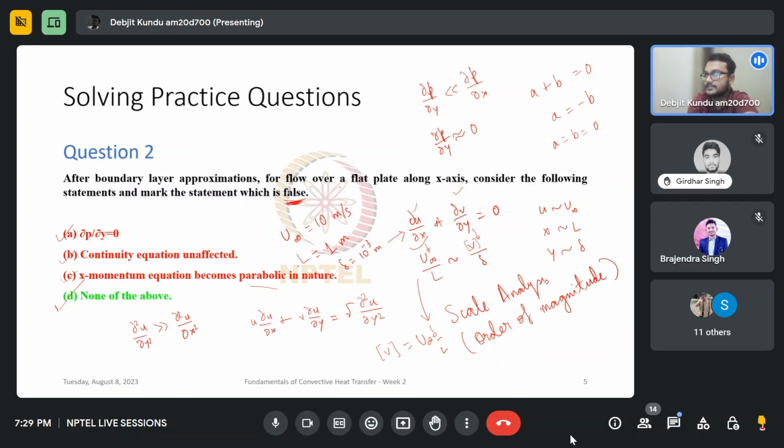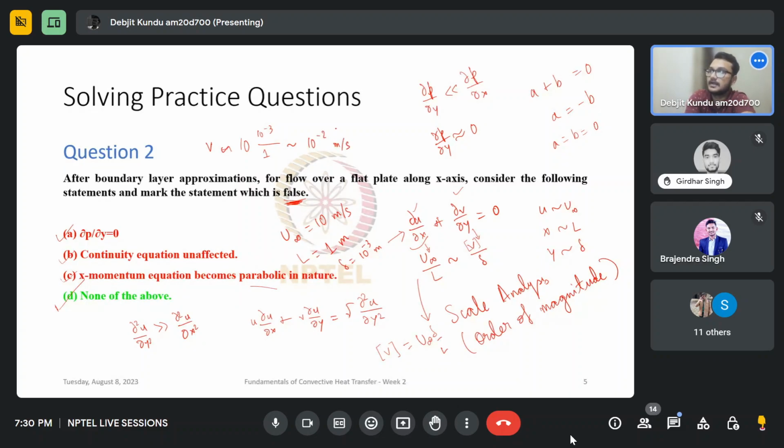So if this is the scenario, then I can say that my vertical velocity v would scale as u infinity, that is 10 meters per second, into delta, that is 10 to the power minus 3, over L, which is 1. So this comes out around 10 to the power minus 2 meters per second.